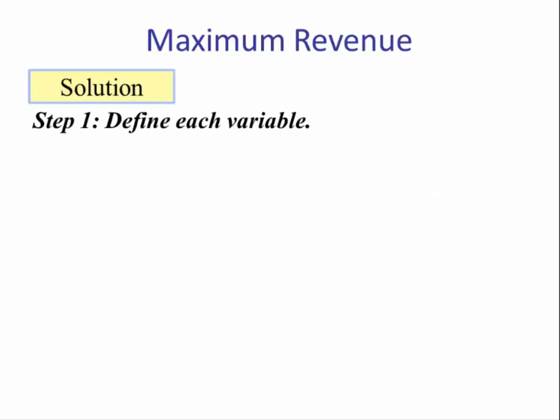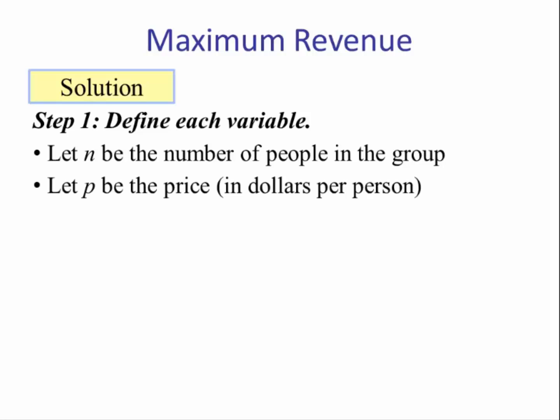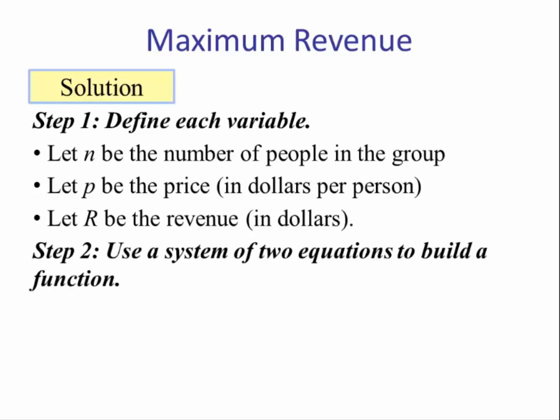Solution. Number 1, we want to define each variable. We will let n be the number of people in the group. P will be the price in dollars per person. So n is our independent variable. P is our dependent variable because the price depends upon the number of people in the group. R is the revenue, and the revenue depends upon the number of people in the group. So we will have a system of 2 equations.